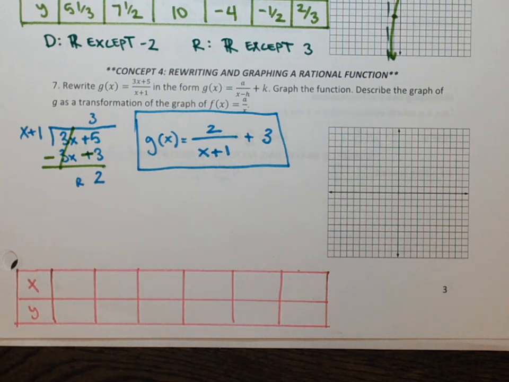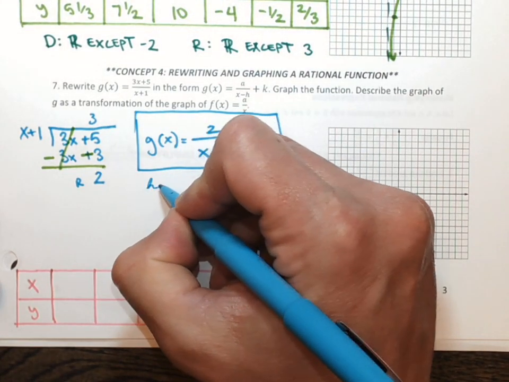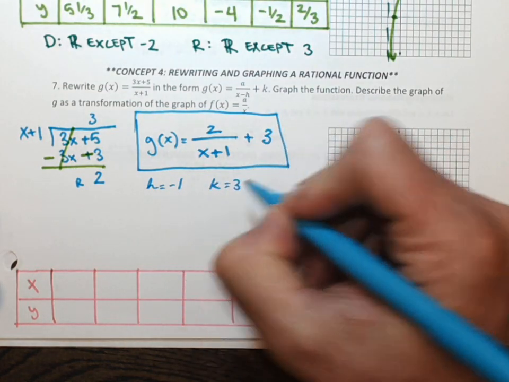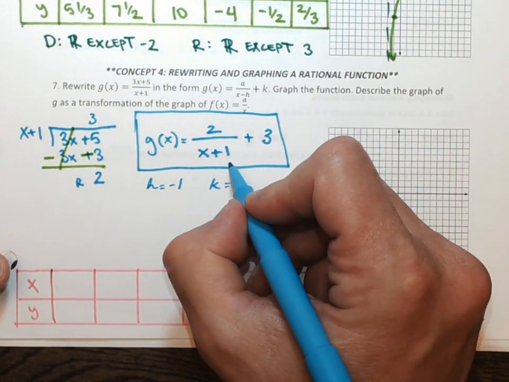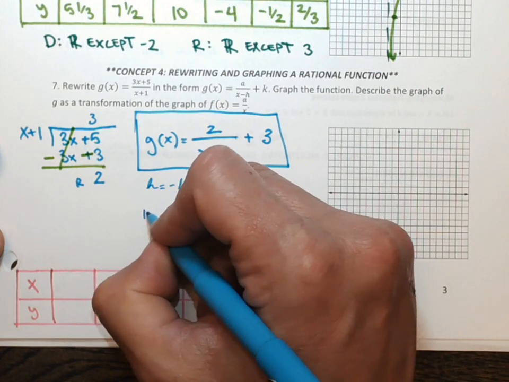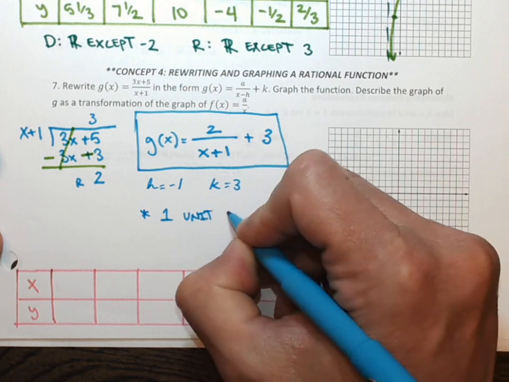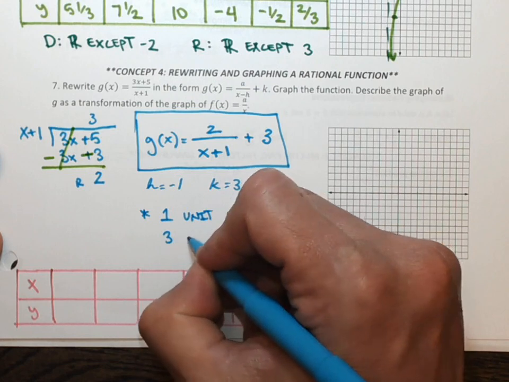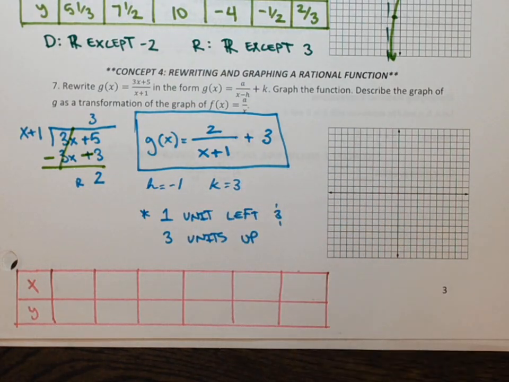And then what I'm going to do is describe the h and k, right? The h is really -1, and your k is 3. And what do those mean in relation to a transformation? Well, plus 1 is really 1 to the left. So we have 1 unit left and 3 units up. And there's our transformation.